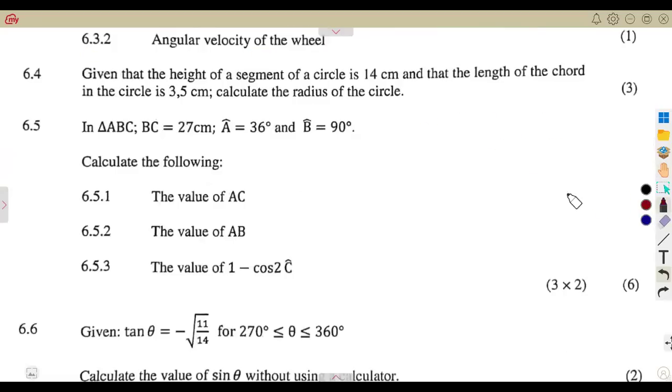6.4, you were given the height of a segment, and also the length. For this one, you just need your formula. Remember, we are also given this from our formula sheet. Let me just show you guys on your segments of circles.